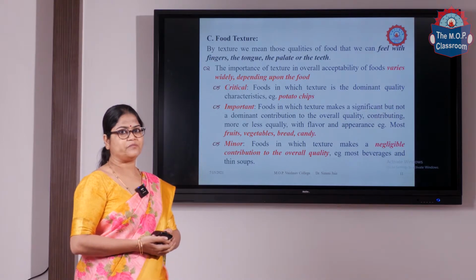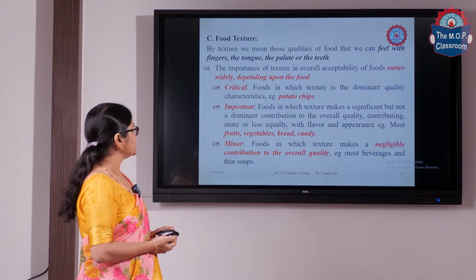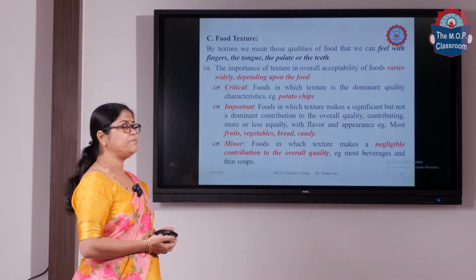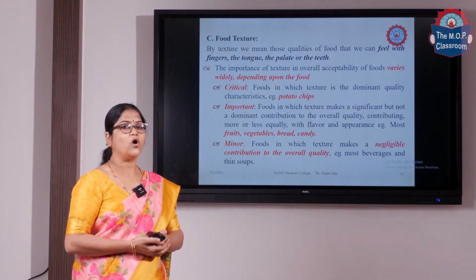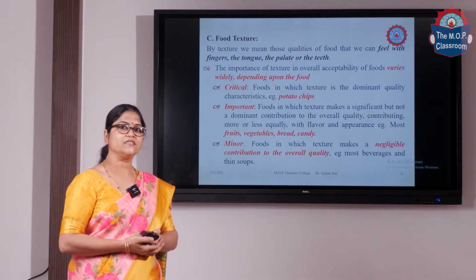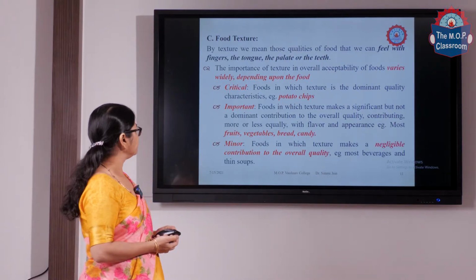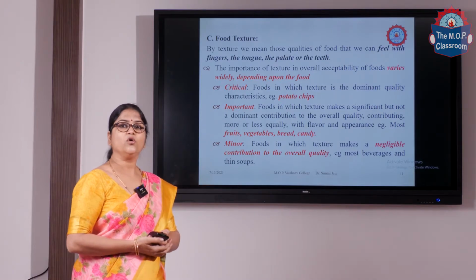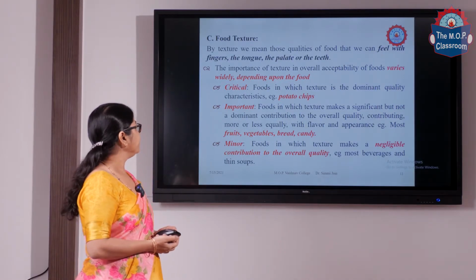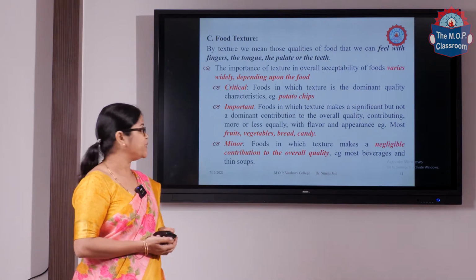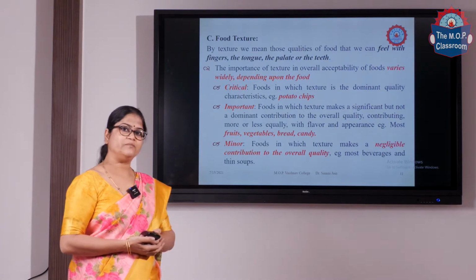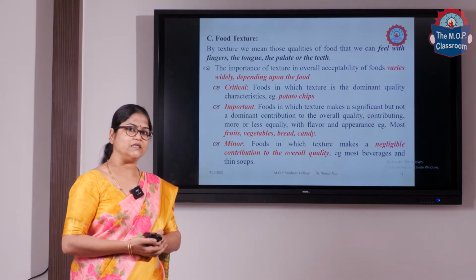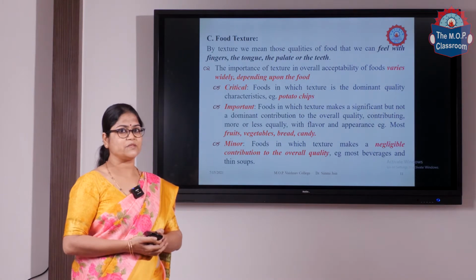The food texture. As we understand, food texture is something that we feel with our fingers, the tongue, the palate, or the teeth. All the sensations put together give us the sensation of a food texture. Let us understand that the importance of texture in the overall acceptability of the product varies very widely depending on the kind of food. For example, the quality parameter of texture is very critical when it comes to potato chips.